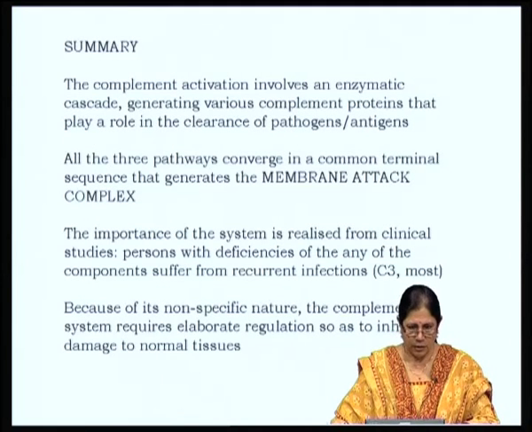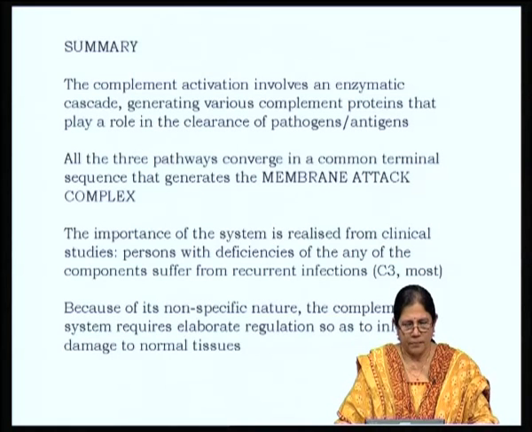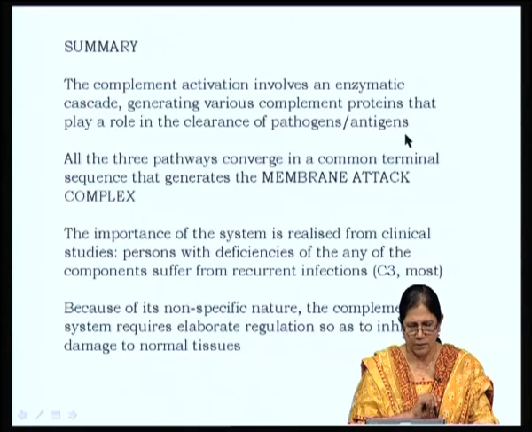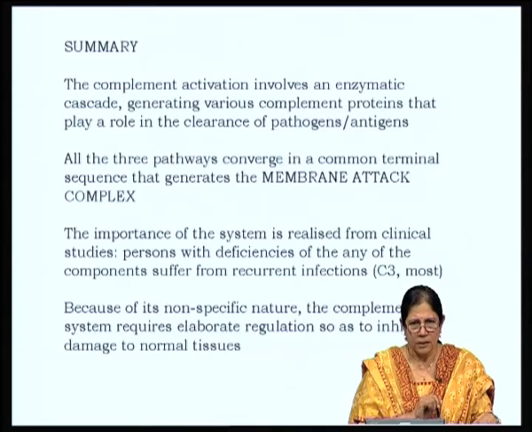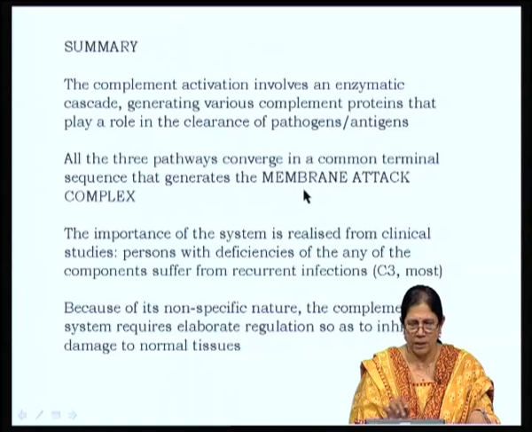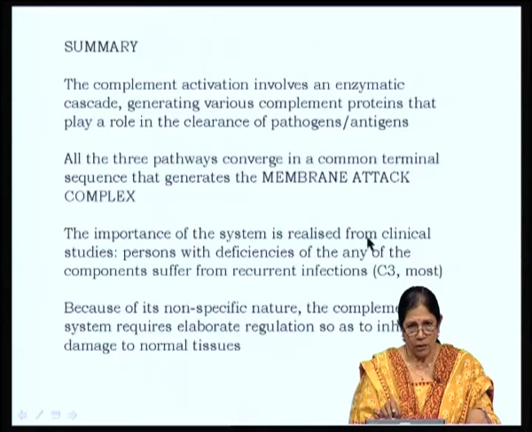Now, to summarize the complement system, complement activation involves an enzymatic cascade generating various complement proteins that play a role in the clearance of pathogens and antigens. There are three pathways: the classical, the alternate and the lectin pathway. All of them have different ways by which they get activated, but converge in a common terminal sequence that generates the membrane attack complex. Though it is a part of the innate immune system, its importance is realized from clinical studies.